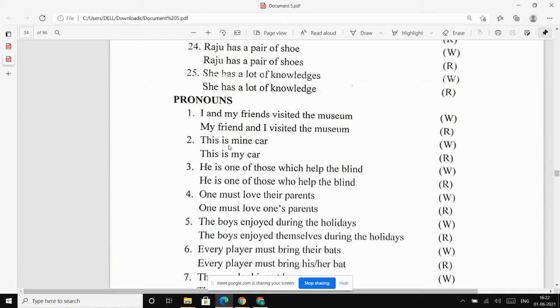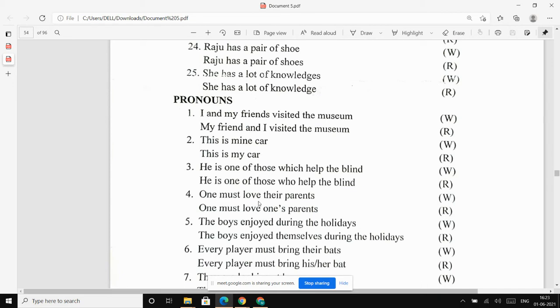Okay, this is my car, not mine car. See here in the sentence, this is mine car. No, that is not mine car. This is my car. And he is one of those which help the blind. See here, he is one of those. This is related to the person, not with the thing. So that's why we have to use the correct pronoun who here, which relates to the object like a thing, but here relating to the person, that's why it is the relative pronoun who we have to use.